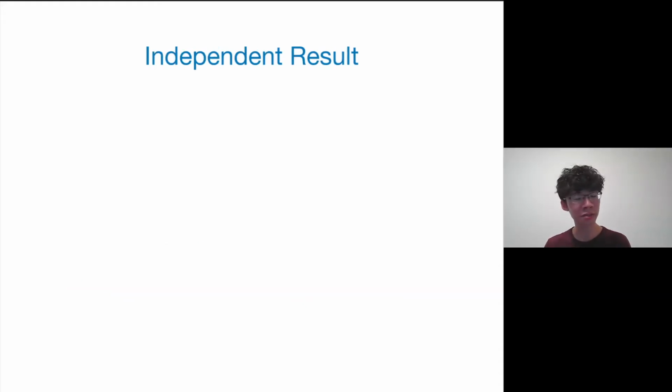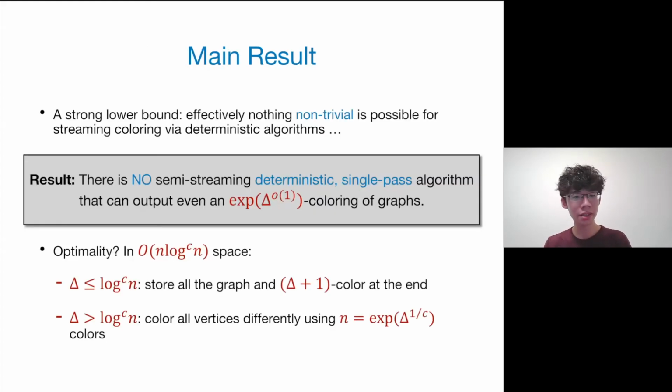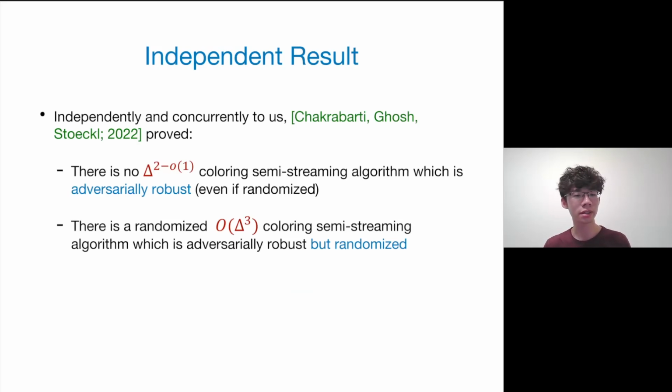Before I move on to how we prove this result, I do want to talk about an independent result that was achieved at the same time as ours, but a little bit different and a little bit similar. It has a weaker bound, a delta squared lower bound, but it's for a stronger type of algorithm called an adversarially robust algorithm. Adversarially robust algorithms can be randomized, but they're algorithms in which, even if you have to output the coloring that you're storing in memory after every step, the adversary can choose to give you bad edges based on what you're storing in memory. Even if they do that, you're okay.